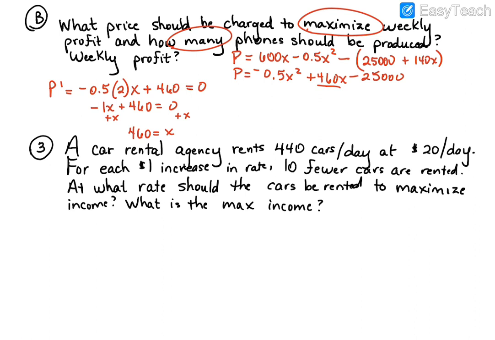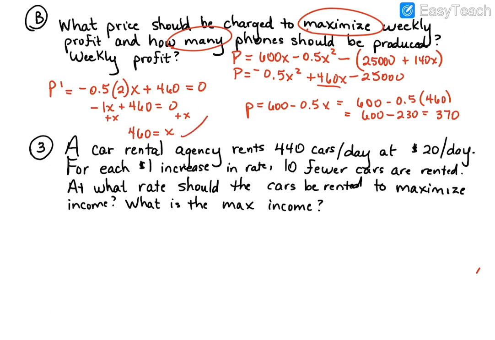And then they wanted to know what price should be charged. So you've got to go back to the very original where they told us that the price was 600 minus 0.5 times your x, and plug in there. So 600 minus 0.5. This time my x is 460. So that would be 600 minus half of 460, which is 230. And then when we subtract 600 minus 230, we're going to be left with 370. So there's the price. And then finally, they wanted to know what is that profit.